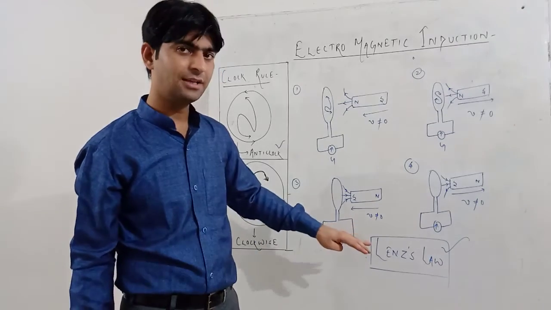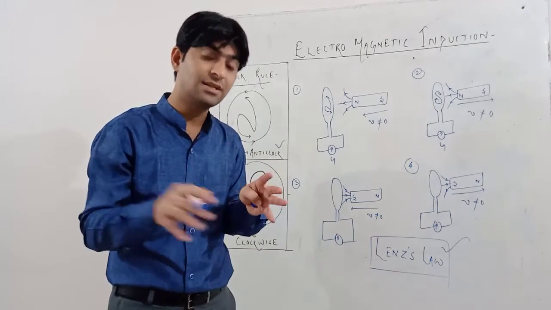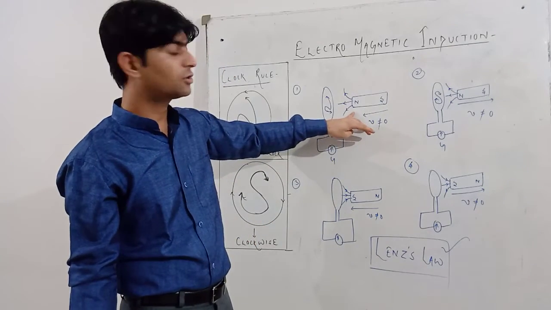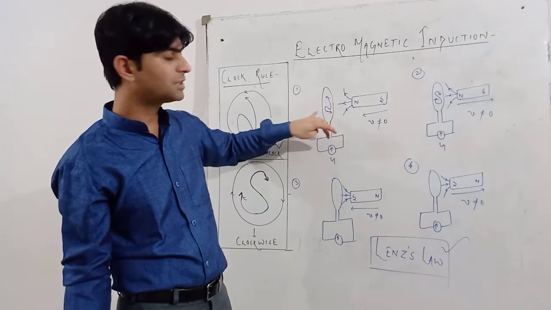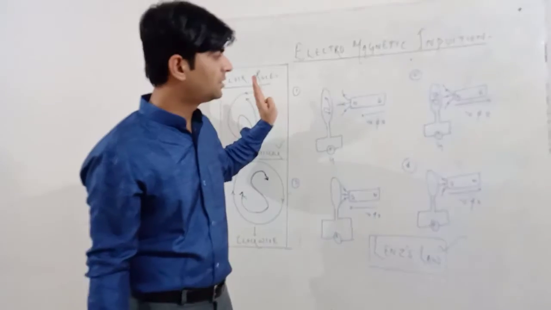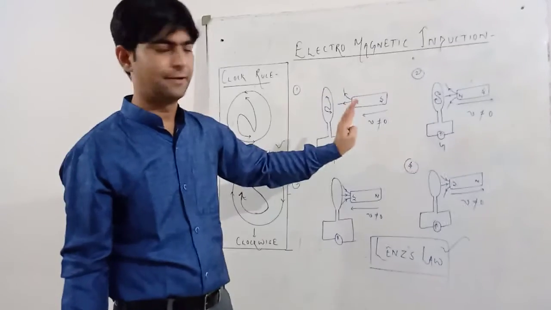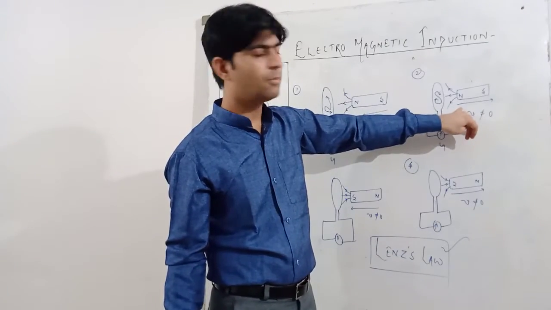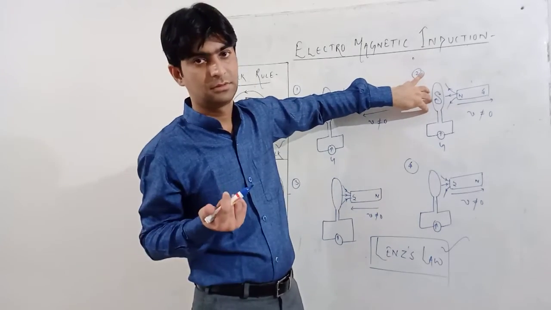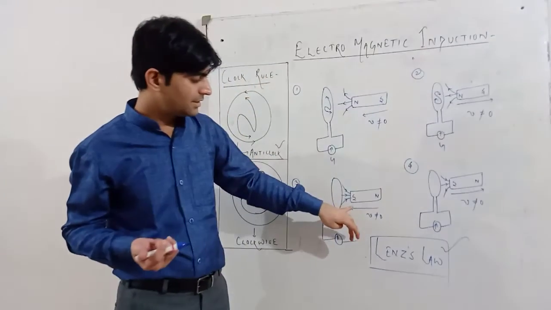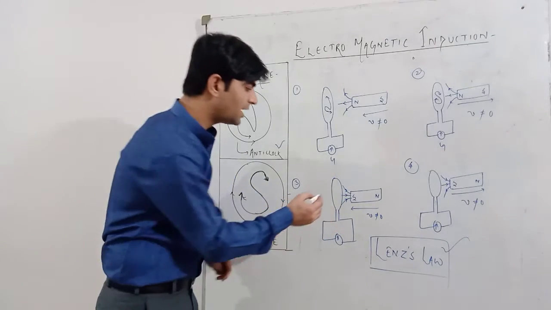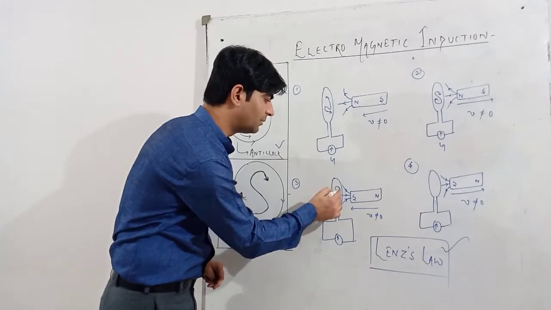Lenz's law states that the induced current will circulate in such a way that it opposes its own cause of production. In the first case, the cause of production is the movement of the north pole towards the coil. So to oppose this phenomenon, a north pole will be generated so that the bar magnet moves away. In the second case, the north pole is moving away from the coil, so the tendency of the coil is to attract it. In the third case, again the south pole is moving towards the coil, so again to oppose it, which polarity will be induced? South polarity will be induced.